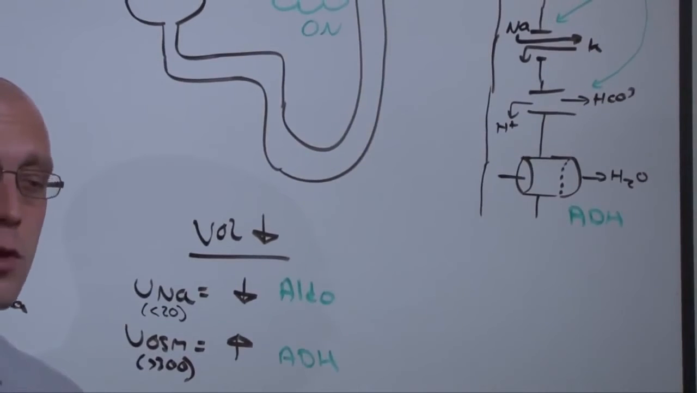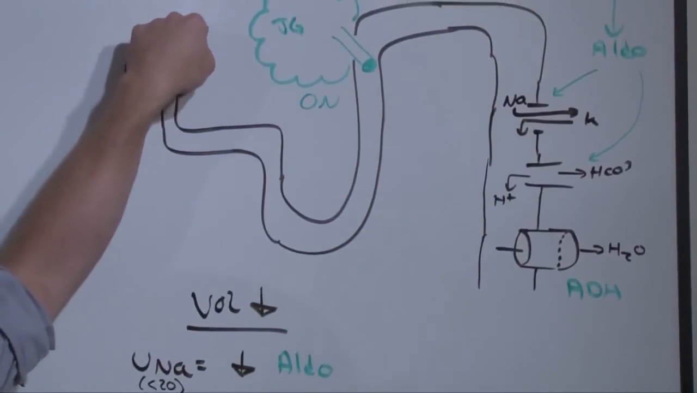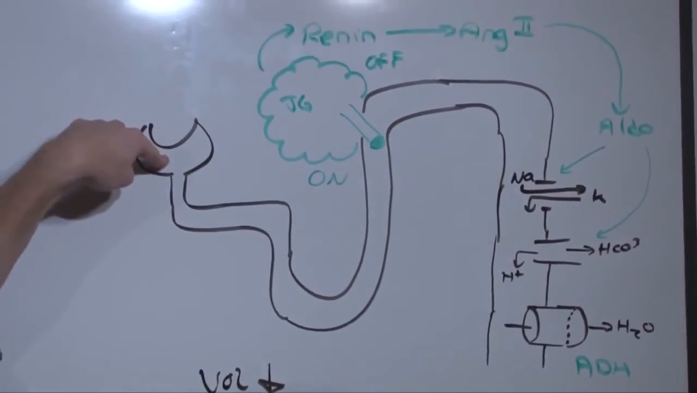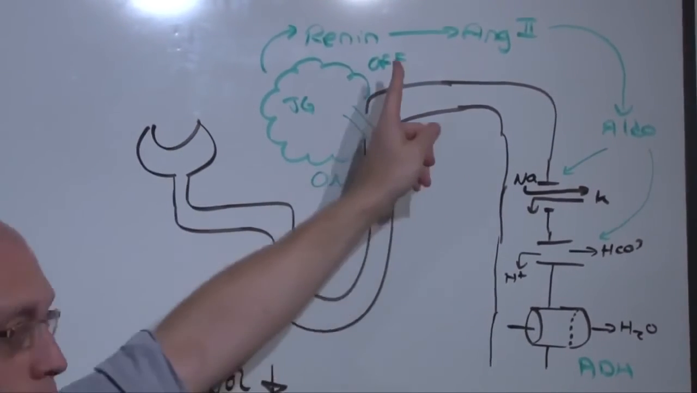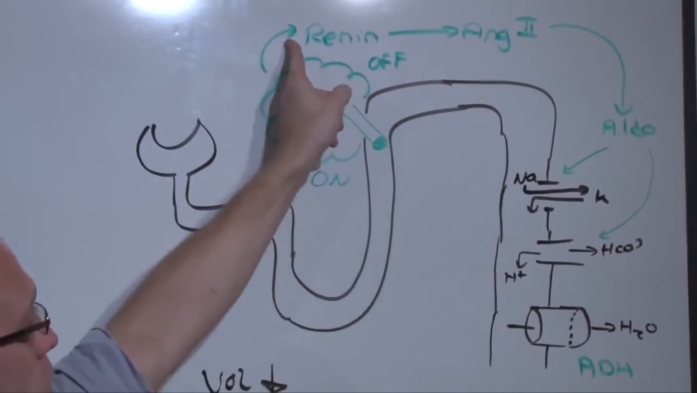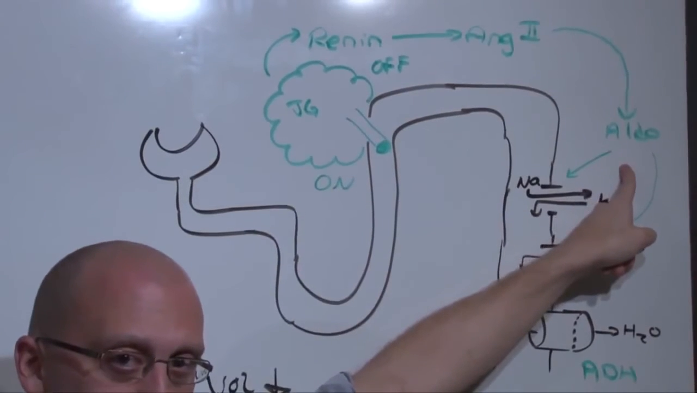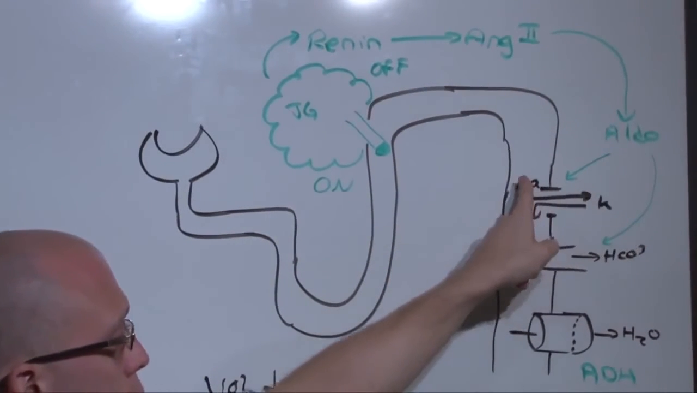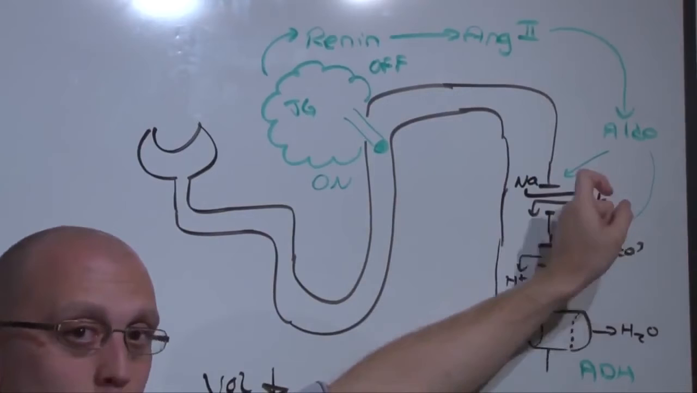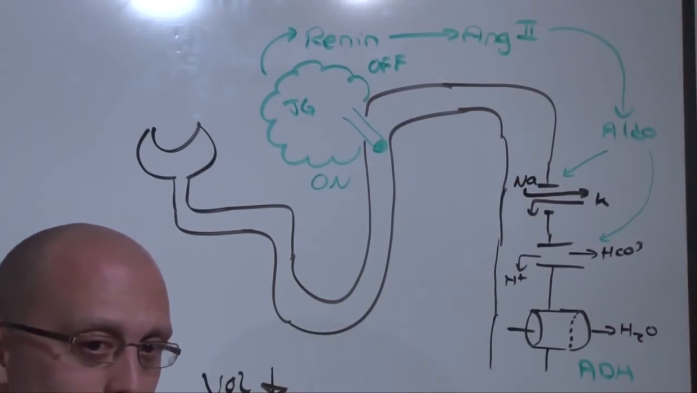Your volume is going to expand. The amount of flow through the renal artery will increase. GFR will increase. Flow through the system will increase, pushing the switch to off. Renin will go down, Ang2 will go down, aldosterone will go down. The amount of sodium absorbed will go down. So the amount of sodium that ends up in the urine will increase.